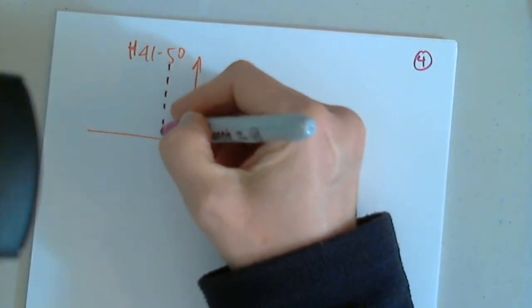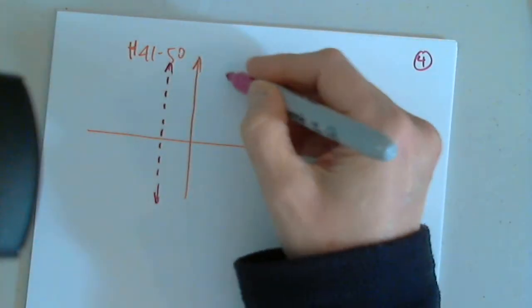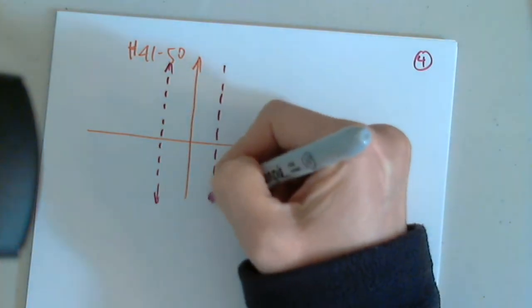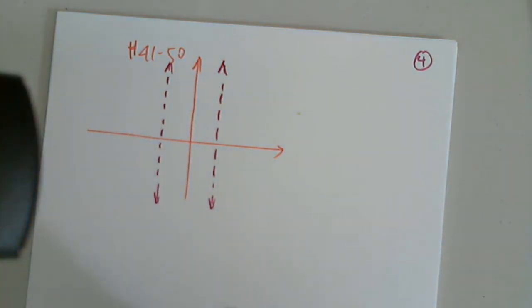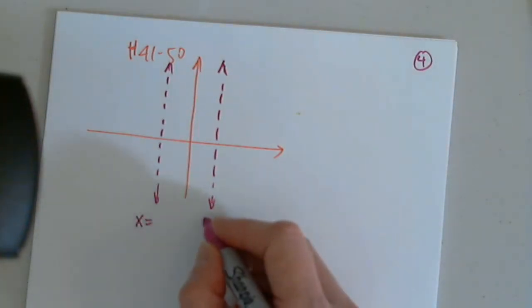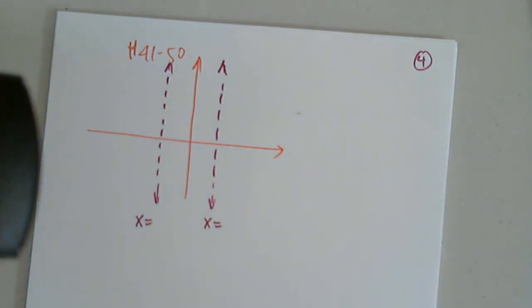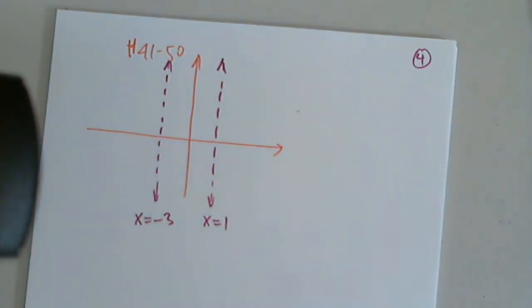So the graph in the book is not correct, 100%. It does not present the vertical asymptotes. Can anyone give us these two vertical asymptotes from the graph? It would be 1, -3. So x equals 1 and x equals -3.